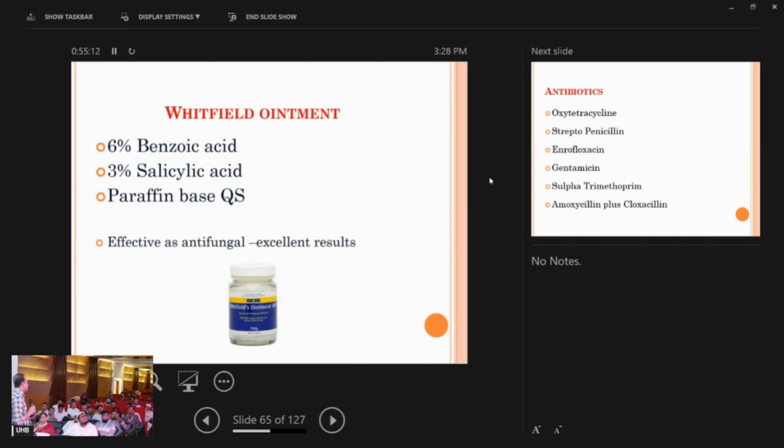Whitfield's ointment is an excellent one for dermatophytosis. Benzoic acid with salicylic acid in a paraffin base, you can make it as an excellent antifungal for dermatophytosis. Very good results.